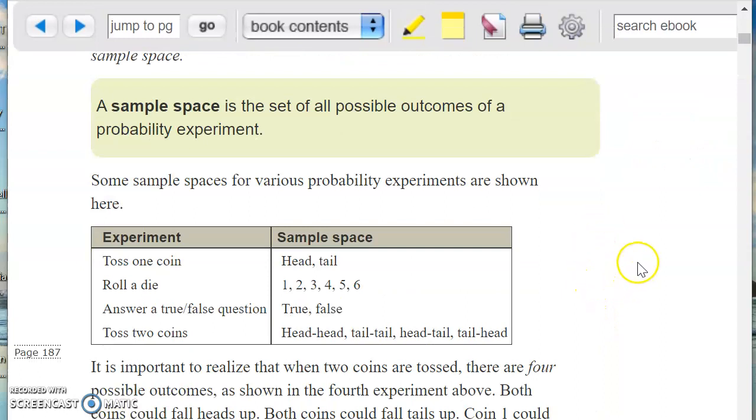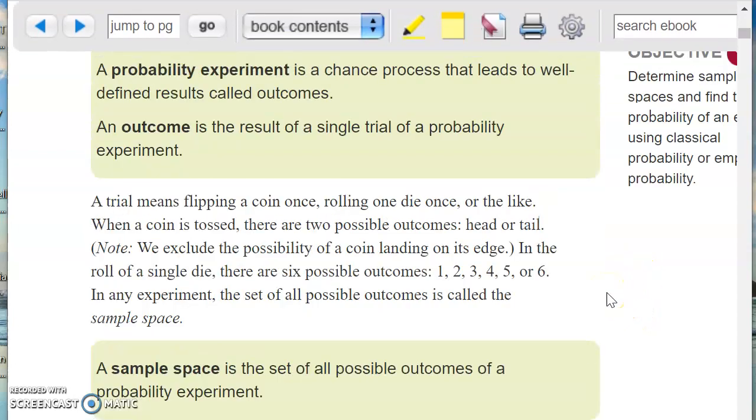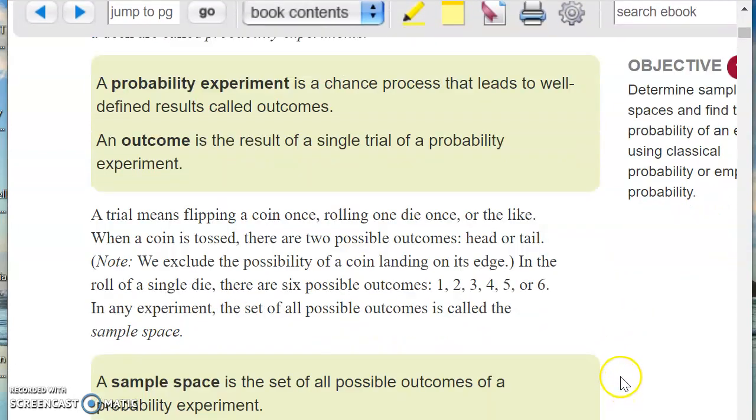The reason I corrected myself is because so often when we're talking, what we'll do is we'll use the word outcome and we'll use the word event.